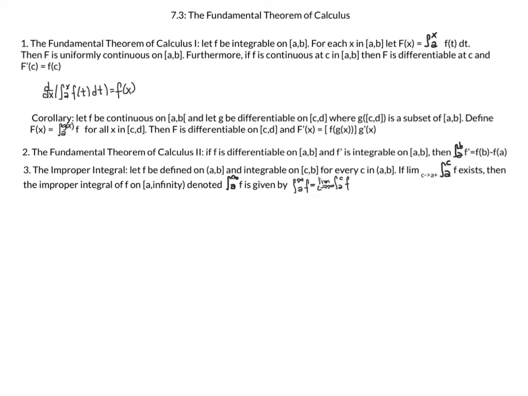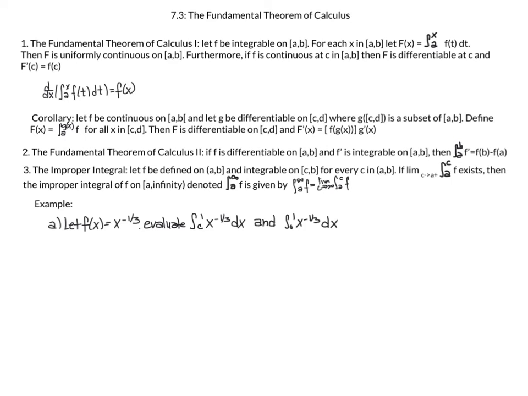For our last topic, we have the improper integral. Let f be defined on the half-open interval [a, b) and be integrable on the closed interval [c, b] for every c in the half-open interval. So if the limit as c approaches a from the positive side of the integral from c to b of f exists, then the improper integral of f on a to b is given by this formula. So this is the formula we want for our improper integrals.